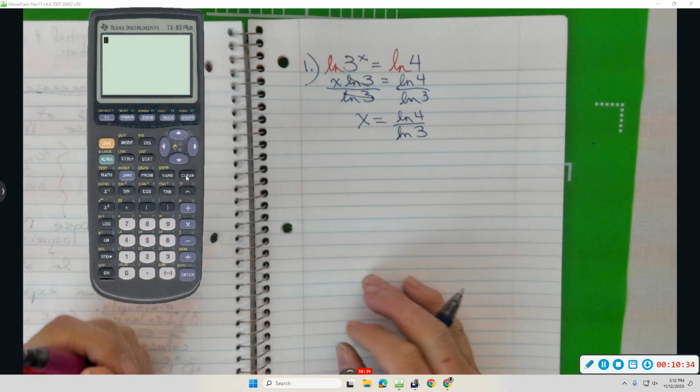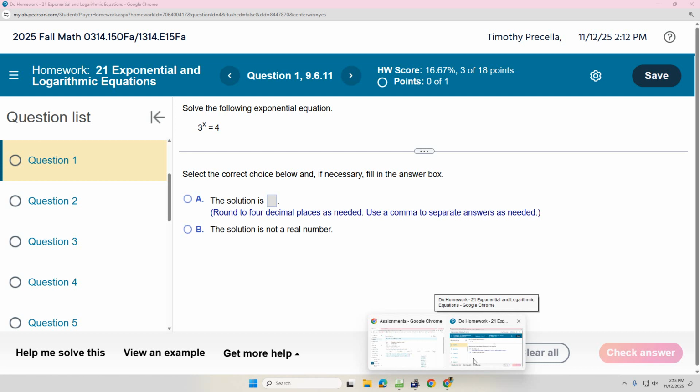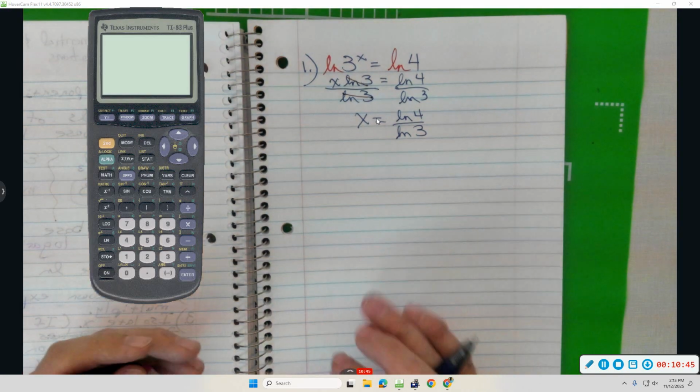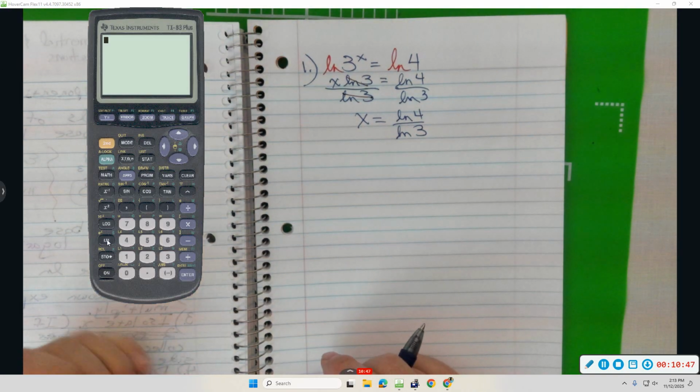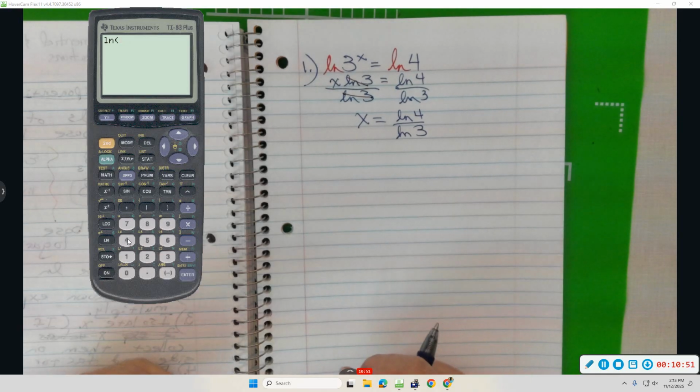How do they want us to round this answer? Let's see, what does it say? 4 decimal places, okay. Be careful, because they don't all say 4 decimal places. Sometimes they'll say round to the tenths, hundredths, thousandths. That's only 3 decimal places. So look at the instructions each time. If you do 4, they don't tell you you've rounded wrong.